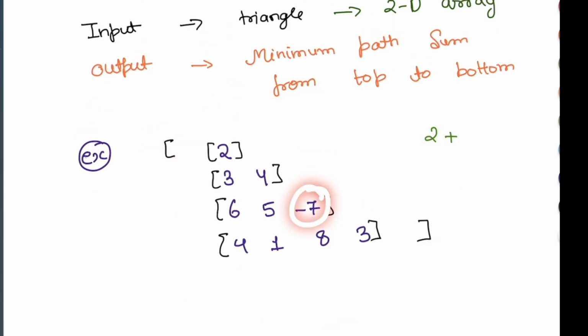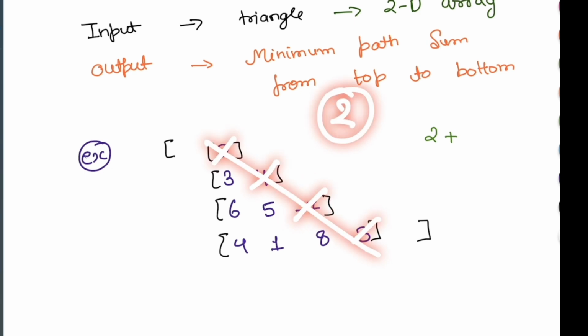When we change the input from 7 to minus 7, basically, 2 plus 6 plus 3 and minus 7. That's the path we are going to follow. And the answer will be 2. The sum will be 2.